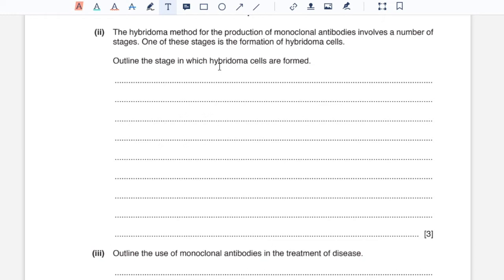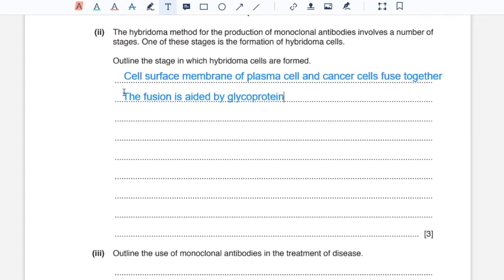Now, because this question is all about the fusion of those two cells and has 3 marks, you would have to mention a few details. That would be the cell membranes of the two cells fusing together with the help of PEG, or polyethylene glycol, which facilitates the fusion of the two cells.